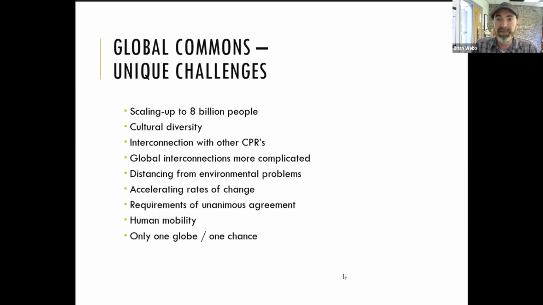Interconnection with other common pool resources, because all of these things play in together. So deforestation in the Amazon has significant impacts on global climate change and on the climates and the weather even of places on the other side of the Atlantic Ocean. So these impacts tie in together in significant ways. The interconnections are much more complicated than they used to be.